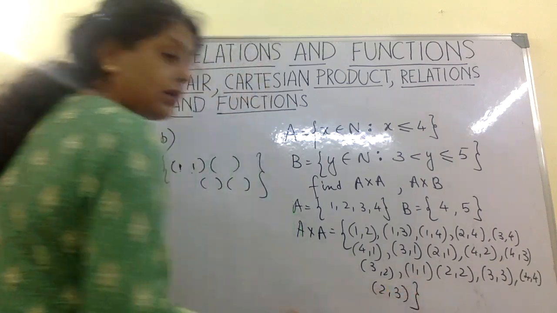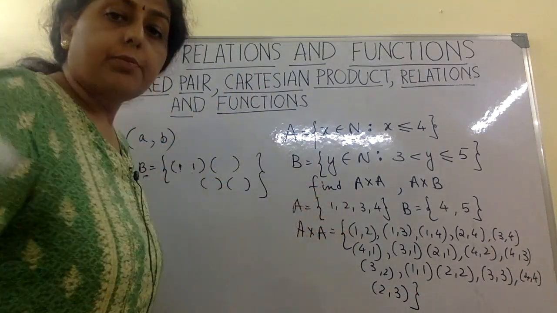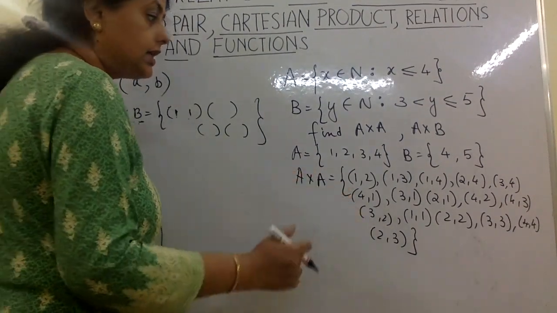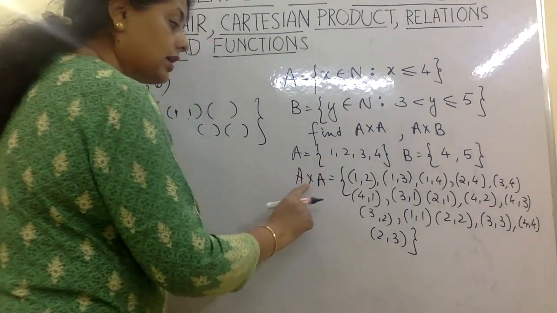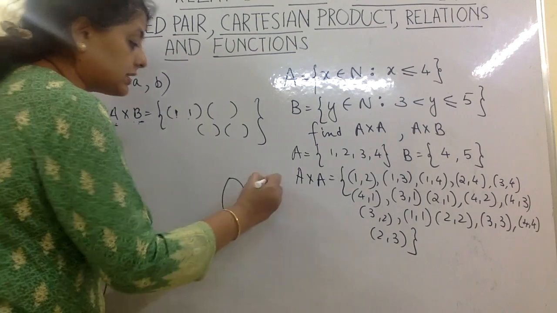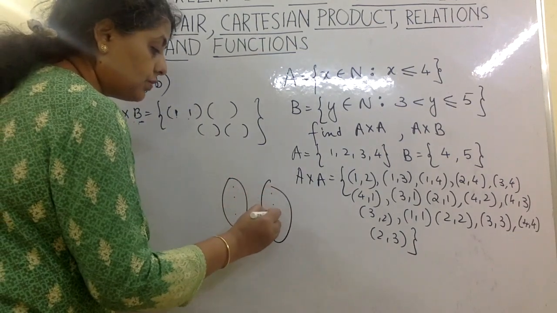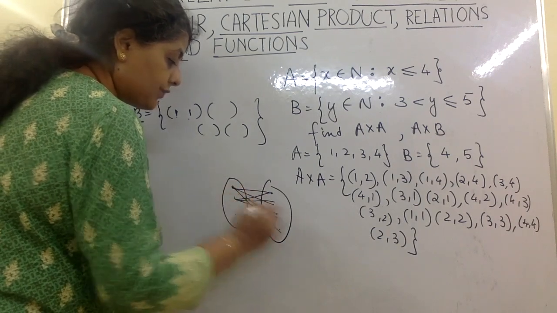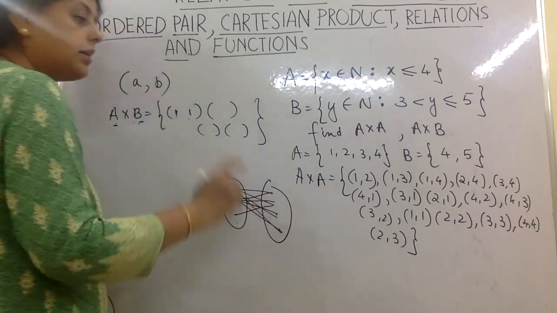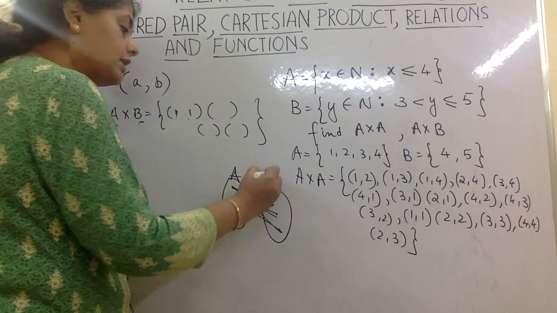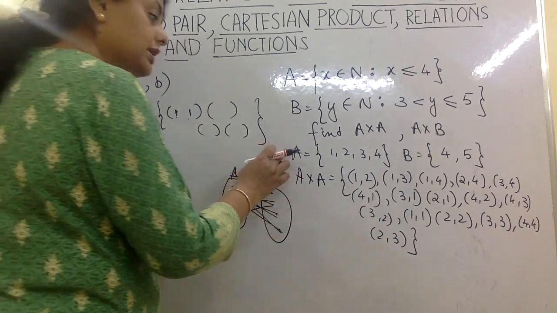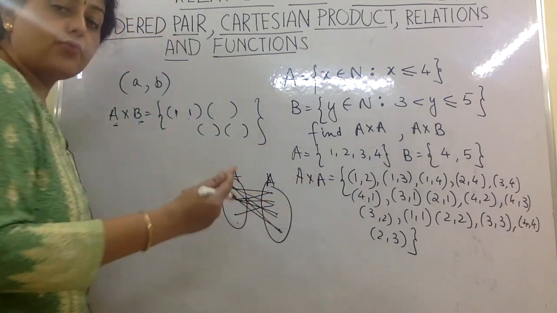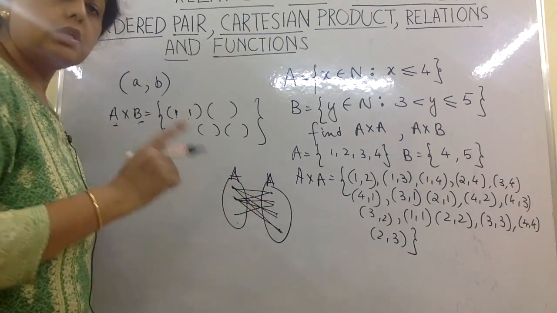So how did I know that now it is over? Because I have got 16. If there are 4 elements, A cross A, both have 4. It means like this: 1, 2, 3, 4, and 1, 2, 3 and 4, each one gets 4, each one gets 4. That is why, if this is set A and this is also set A, and the cardinal number of set A is 4, therefore the cardinal number of A cross A will be 4 into 4. That is why I was looking for 16 of them.